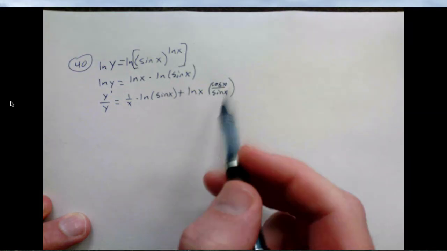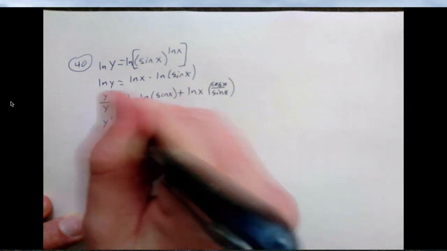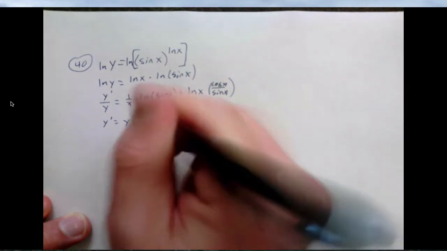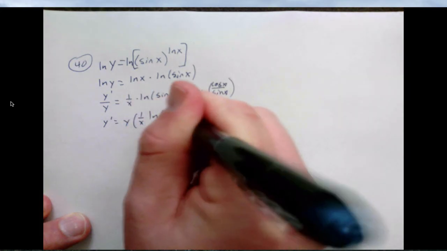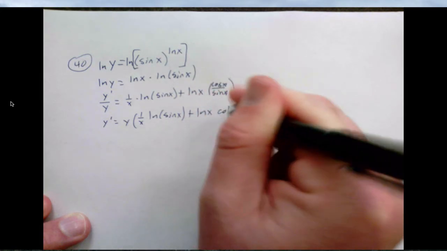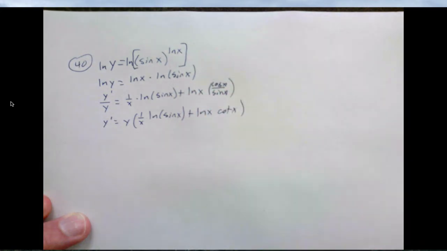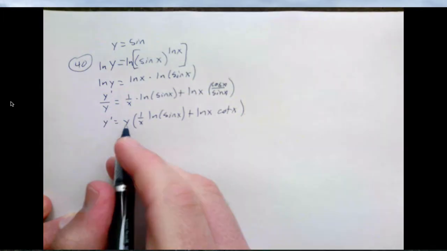Now cosine over sine we could write as cotan, and I'm going to do that. I'm going to switch that to cotan, and I'm going to multiply the y over to the other side. So really this y is in front of everything, plus natural log of x cotan x. Okay, and many times we go back to the original, and instead of having it in terms of y here, we want everything in terms of x. So it's going to most likely be written like this.